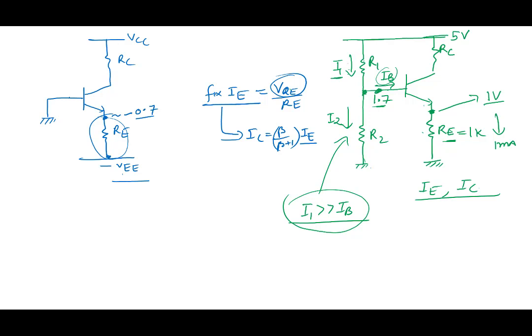You have to bias it in such a way that the current flowing in this particular branch is much larger than IB. So IB, even if it changes, is not going to do anything to this voltage here. IB plays very little role, and so this point is going to be stable. IE and IC are going to be stable, and therefore I have achieved my objective. So we must keep in mind that the current flowing in this voltage divider has to be much larger than IB. If you ensure that, then your bias point is going to be fairly stable.